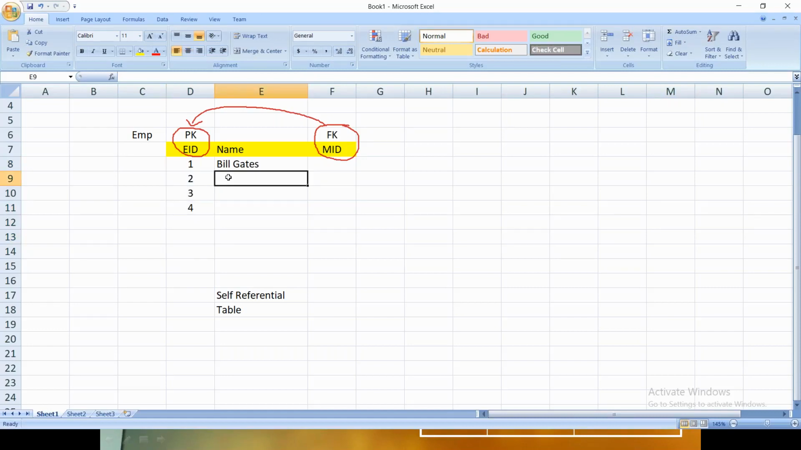The next, say, John is one more partner. John is also one of the partners, so he doesn't have any boss. These two are the partners for Microsoft. They don't have any boss. They are the boss for the company.